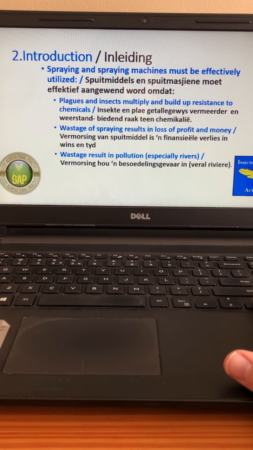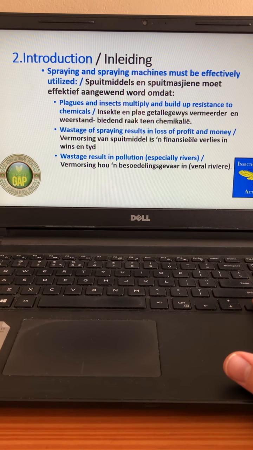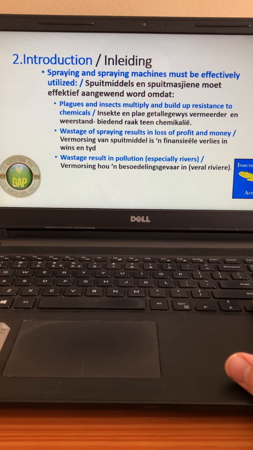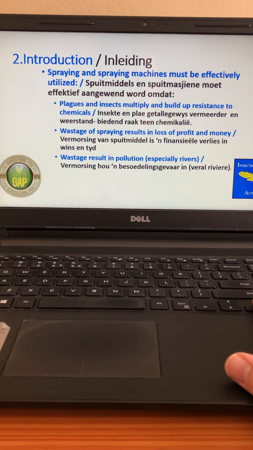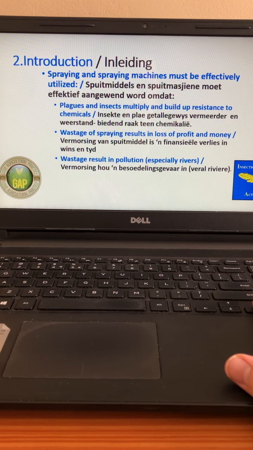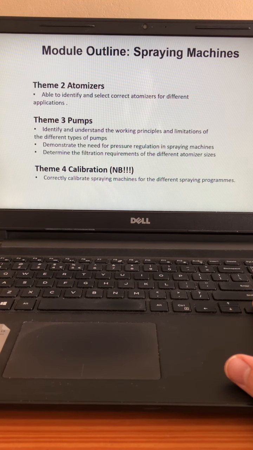And then wastage results in pollution, especially of rivers. So if you have too much chemical that you've used on your farm, that chemical then remains on the farm. Sometimes it goes to underground water sources, and sometimes it ends up in your rivers. And that's why it's important to use these spraying machines effectively.